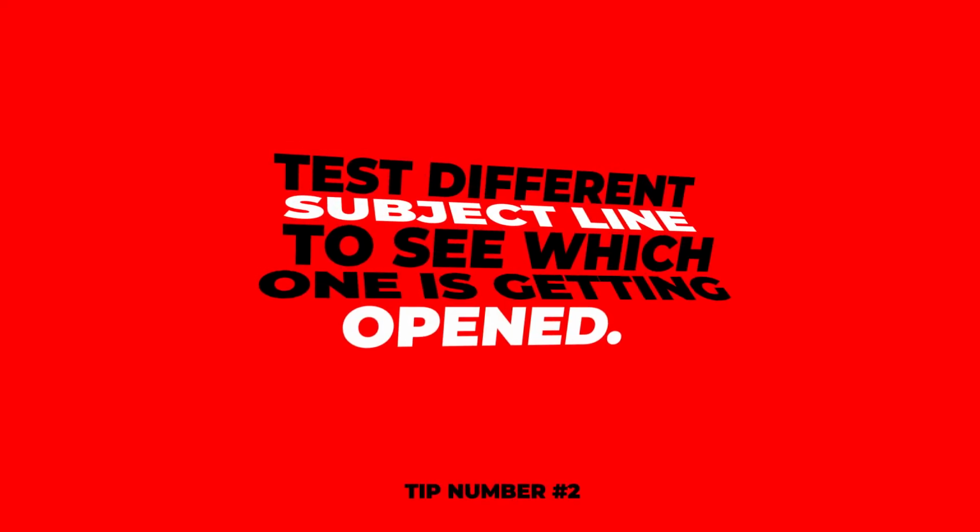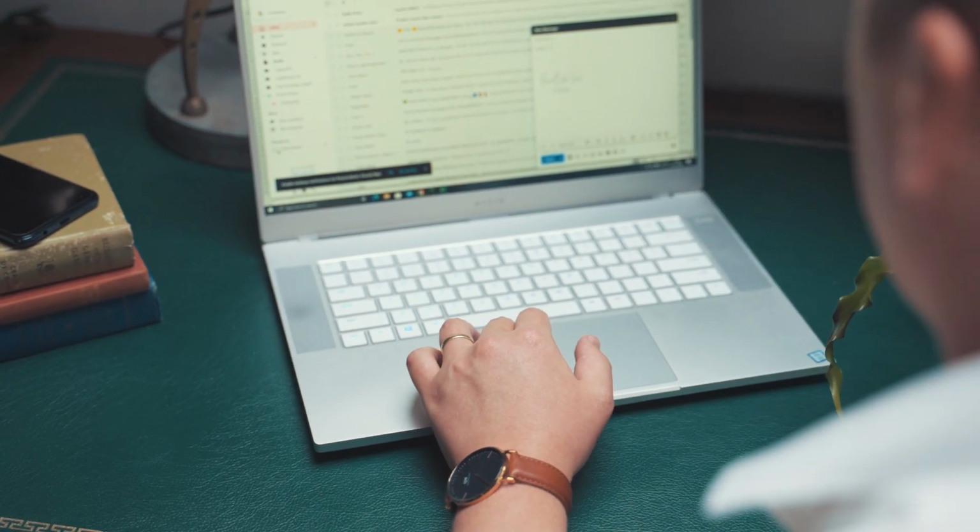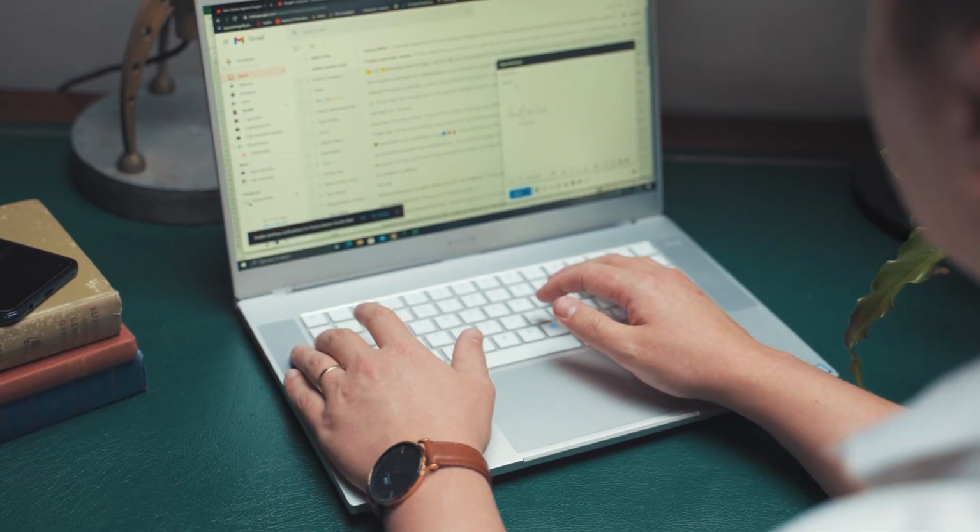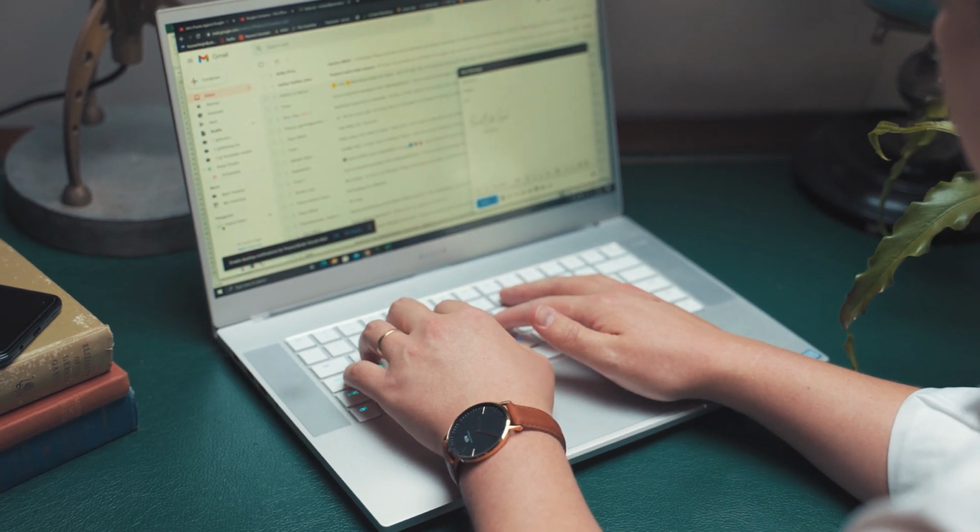The second tip is to test different subject lines to see which one gets the most opens. As an email marketer, one of the most important things you can do is test out different subject lines to see which gets the most opens. You might be surprised at what works and what doesn't. I know when I started doing it, I thought one subject line would work, but all of a sudden it didn't. There are a few things to keep in mind when crafting your subject lines.